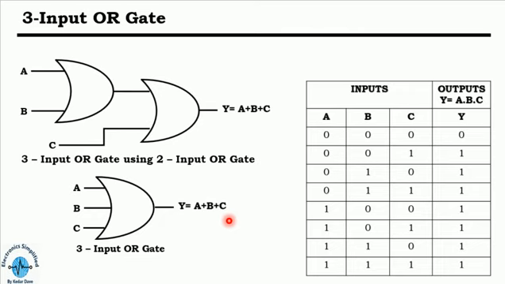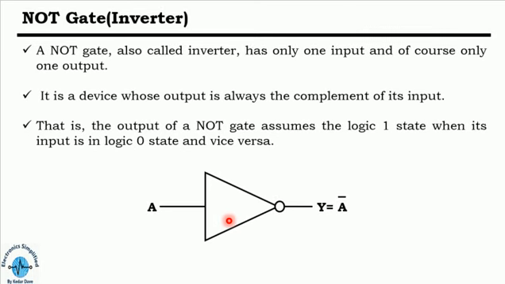Now further, the last but not the least, is the NOT gate, and it is also very popular as an inverter. So we are going to discuss the NOT gate now. The NOT gate, also called inverter, has only one input and of course only one output. It is a device whose output is always the complement of its input, that is, the output of a NOT gate assumes the logic 1 state when its input is in logic 0 state and vice versa.